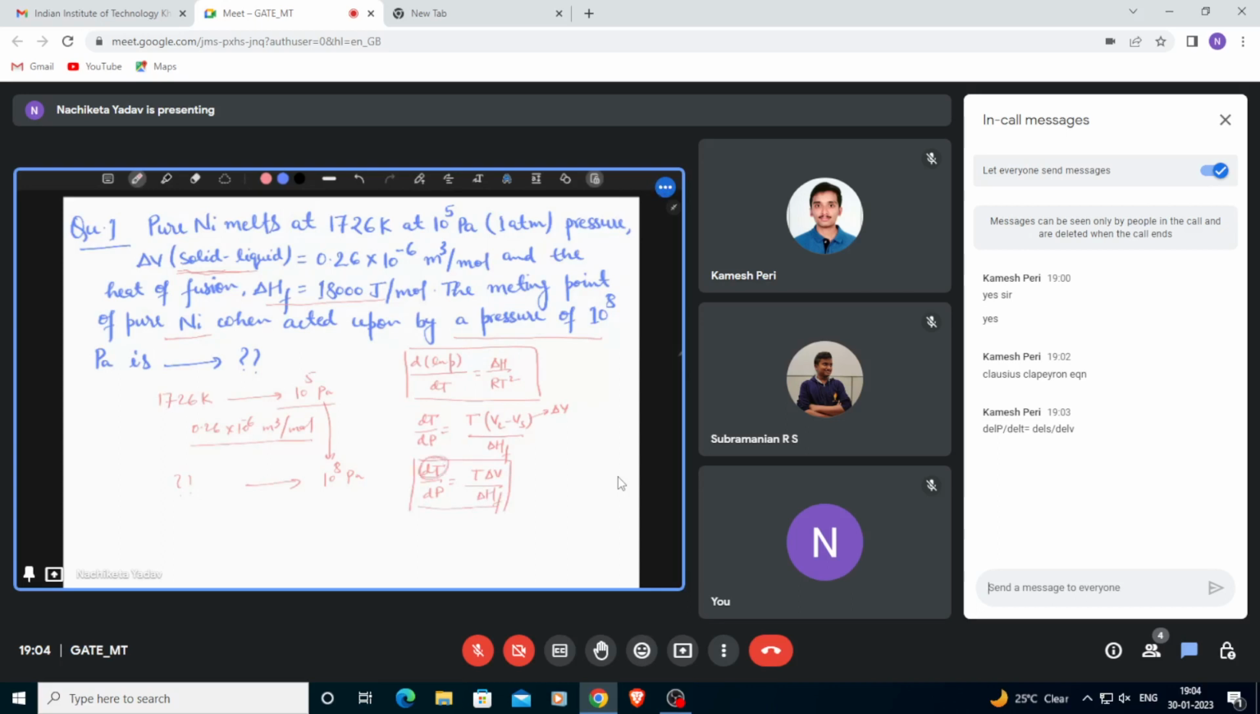Can you solve now? Delta P by delta T equal to delta S by delta V. You check it, I don't have an idea about this sequence. Okay, you put here, you just integrate from this temperature, suppose this is T, and for pressure it is from 10 to the power 5 to 10 to the power 8.